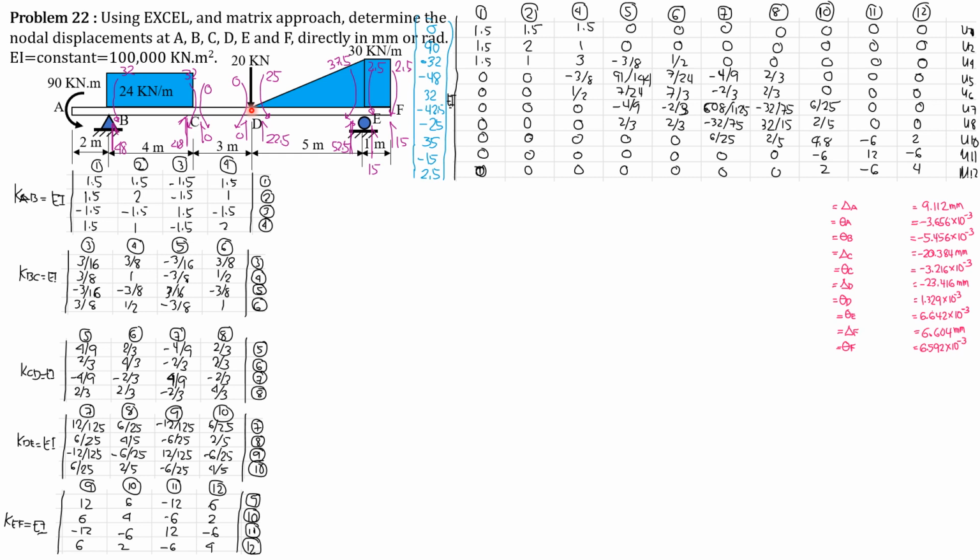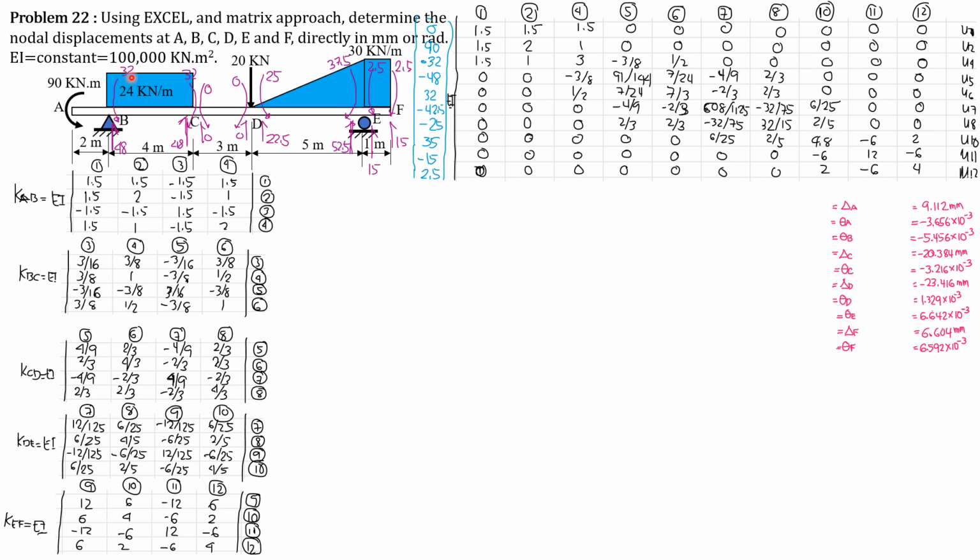7, 8, unknown delta D and theta D. Then 10, U9 is 0, U10 unknown. Then here, U11 and U12 as unknowns. So that's why for 1, 1 we have 0, then 90.